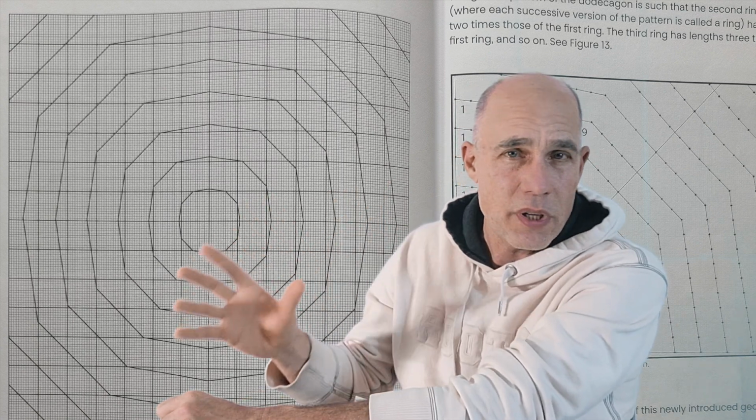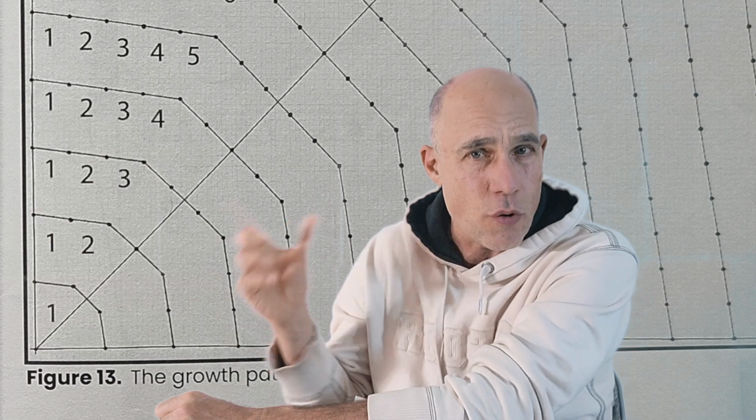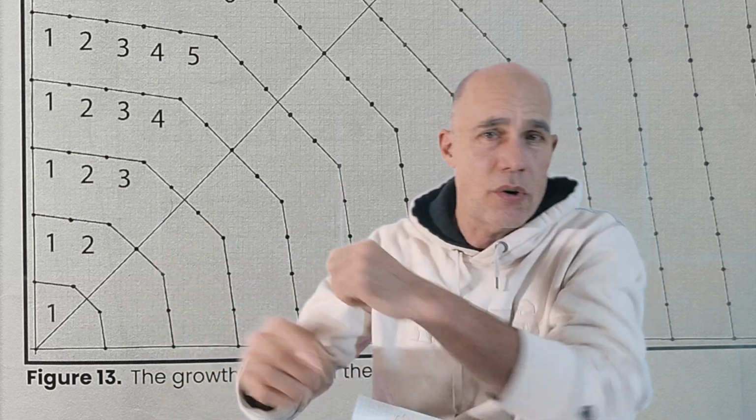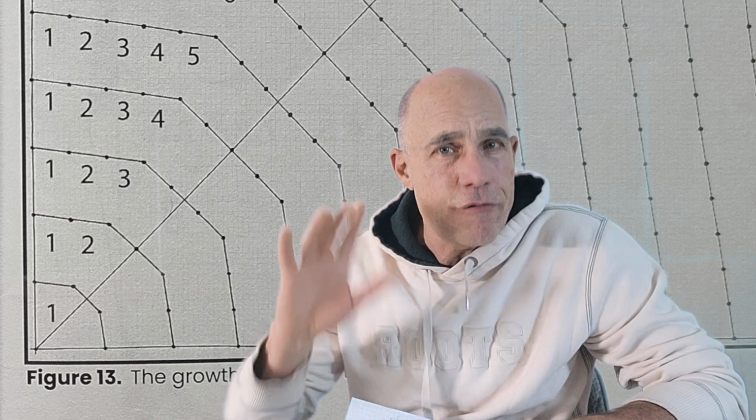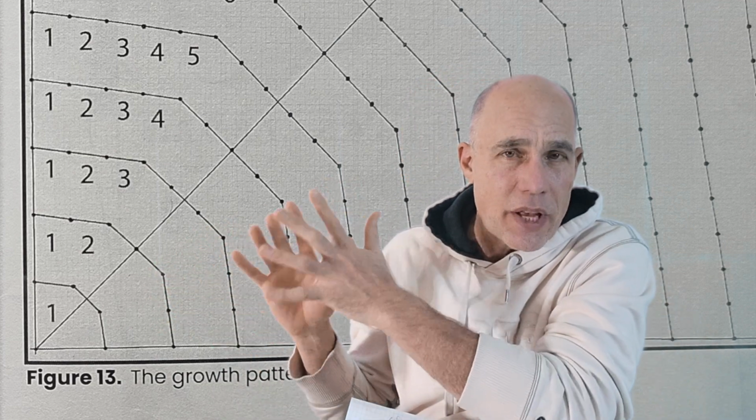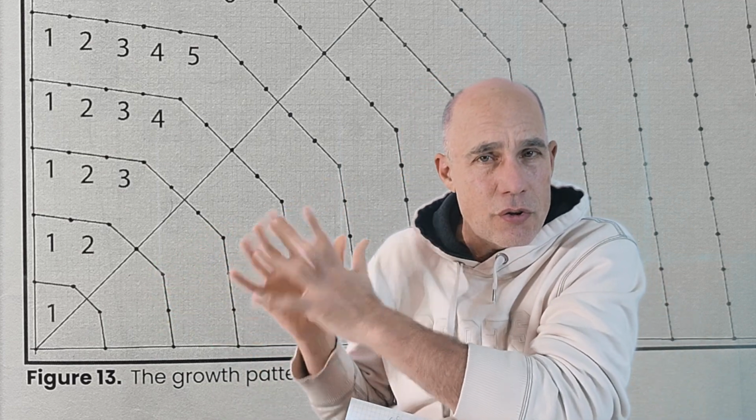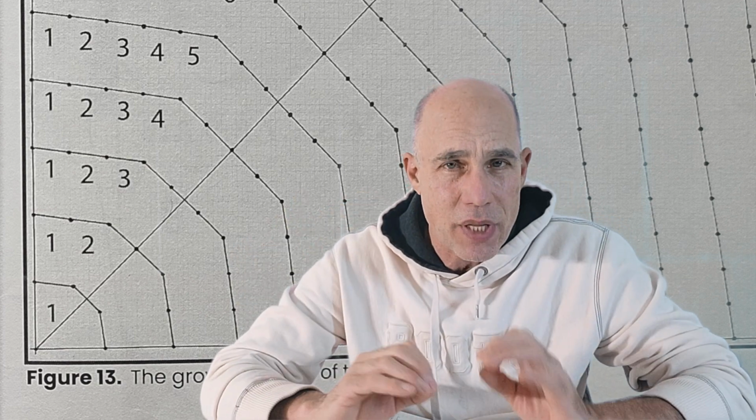And then the fourth ring, the lengths are 20/12ths, 4 times. And that pattern just keeps going and going and going. So we're going to the fourth ring of the dodecagon, and that's where we're going to be manipulating those lengths, working with that same precise length of the perimeter.